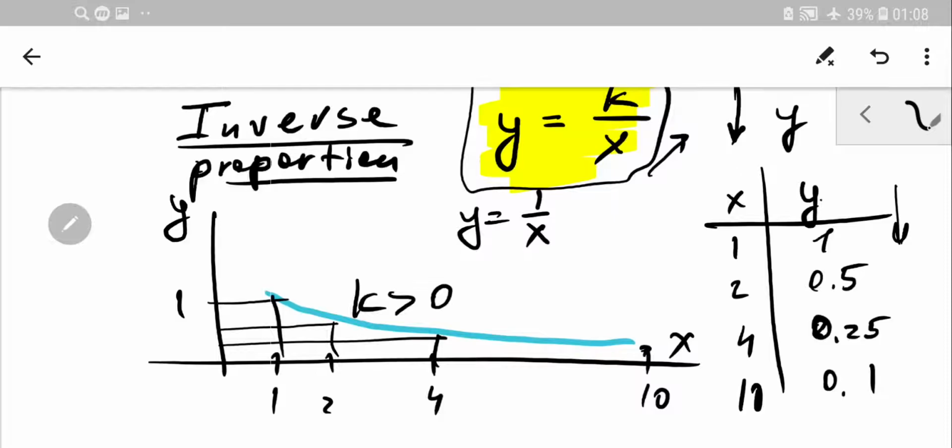All right, the greater x, because we are moving along the x direction, that is rising. So x is rising while y is falling. So that's why it's called inverse proportionality.